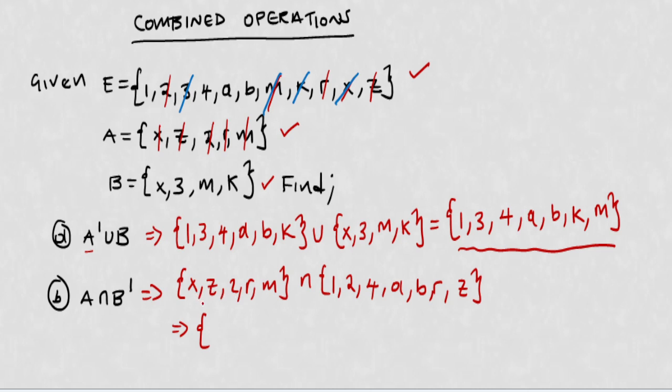X is only found in this other one. We have Z. Z is also found in both. We have 2, which is also found in both. So I'll start with the number. 2 is found in both. Then R is found in both. Then Z is found in both. So that is what constitutes the intersection of those two sets.